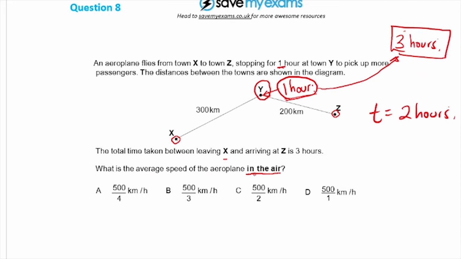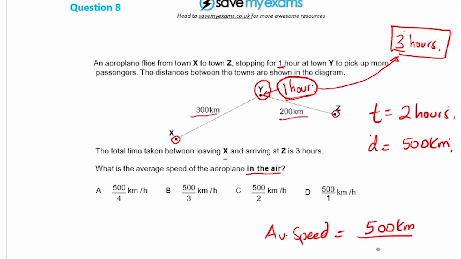What's the average speed of the aeroplane? We have the time as 2 hours. The total distance is 3 plus 2, which is 500 kilometers. That is 300 kilometers plus 200 kilometers to give us 500 kilometers. So the average speed is given by total distance, which is 500 kilometers, divided by total time, which is 2 hours. From our answer here, we are able to see that the answer is C.